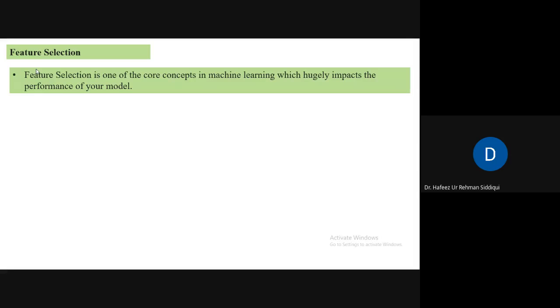Feature selection means you have a lot of features and now you want to select those features which are very important, which play a vital role to classify things. Feature selection is one of the core concepts in machine learning which hugely impacts the performance of your model. If features are poor, the performance of the classifier would be bad.